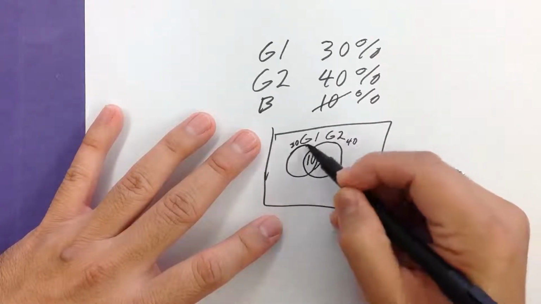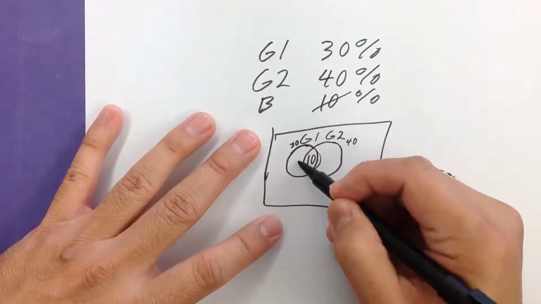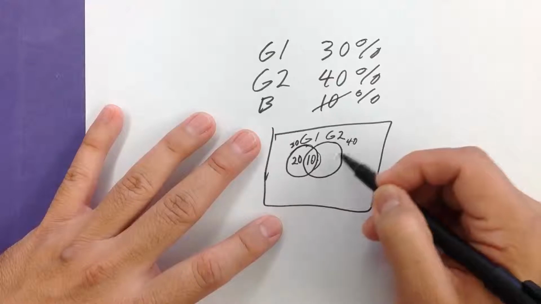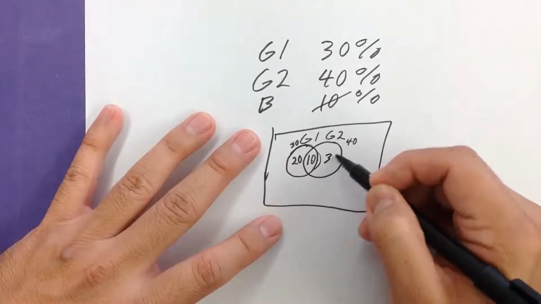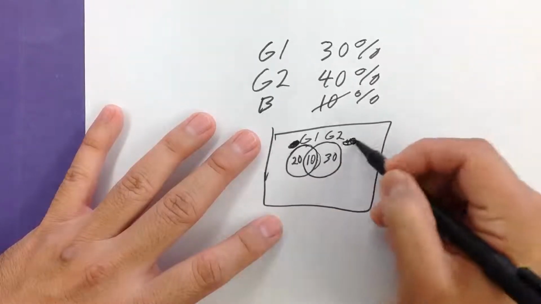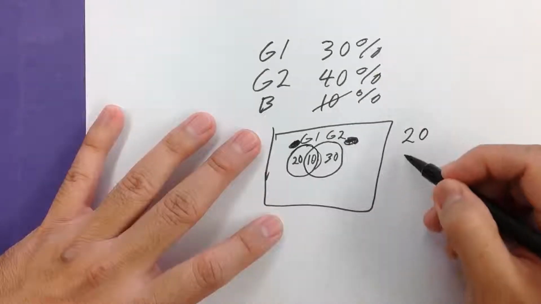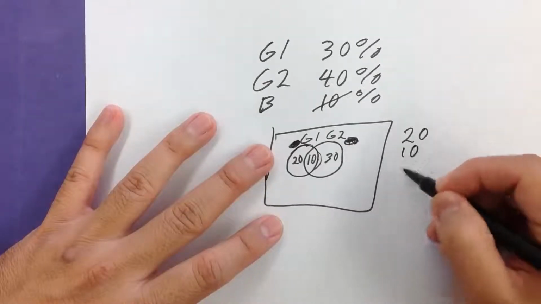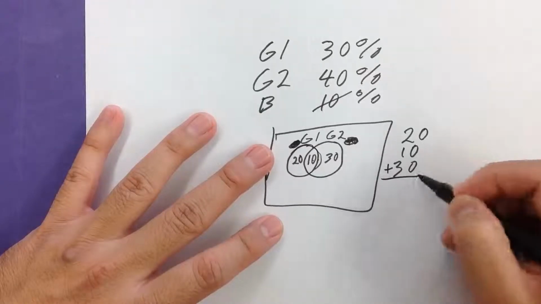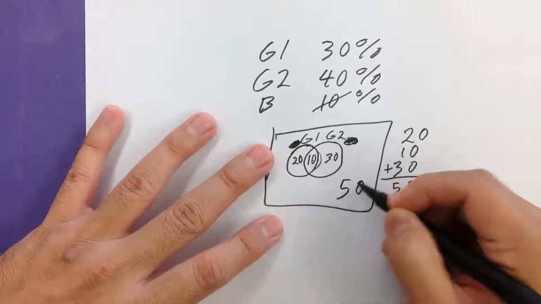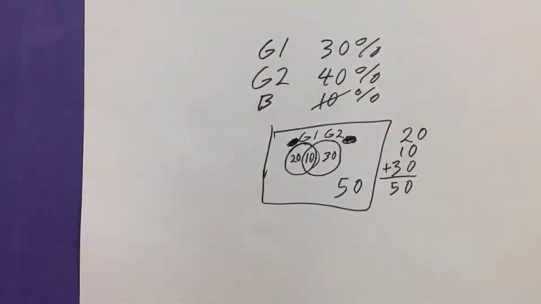Now, just remember, this one has to have the sum of 10 plus whatever's over here to make 30. So that's 20. And 10 plus whatever to get 40 would be 30. These two go away. Add the numbers that are left over. So 20 plus 10 plus 30 gives me 60. That means 40% of the time they're not open.